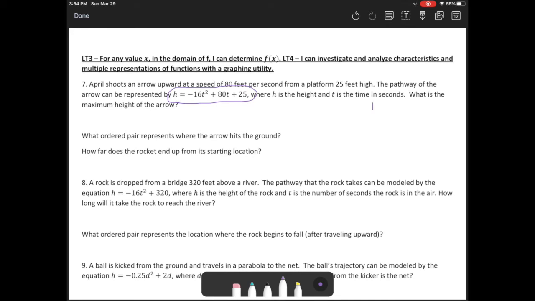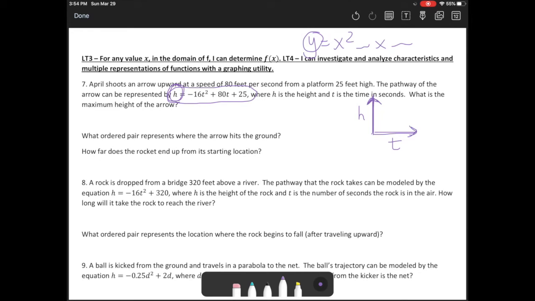So the important thing to know is that on the graph, h is your height, t is your time in seconds. Remember that our quadratics are y equals x squared something something x something something, right? So the letter that's by itself in the front is equivalent to y. So that would be this, okay, this axis.